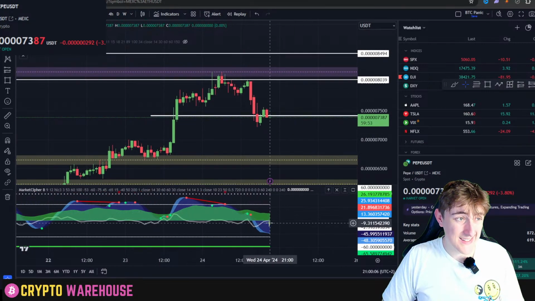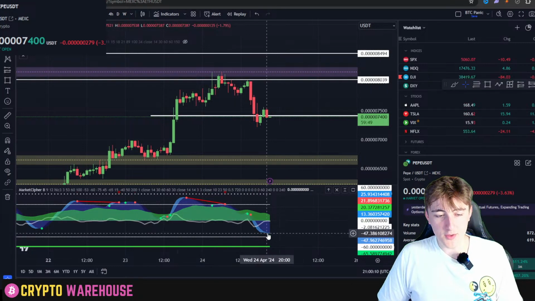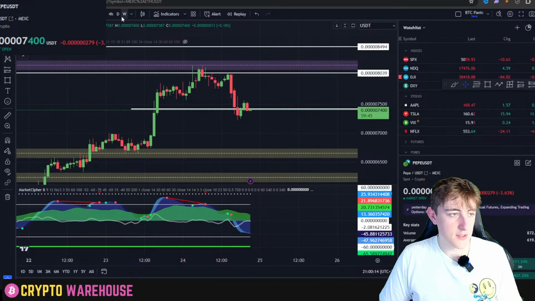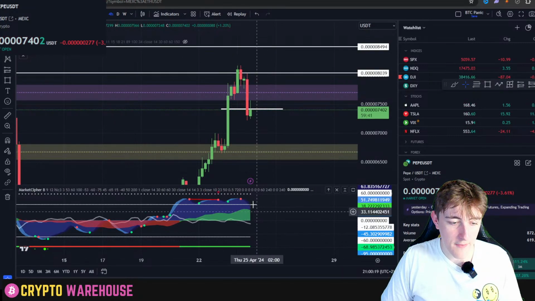So negativity, actually. Money flow's coming down, the VUP's coming down. Momentum's also starting to come down a bit as well. So maybe more continuous movement downwards for Pepe. I'm going to quickly look at the 4 hour, because 4 hours is great. Money flow, everything's coming down as well.